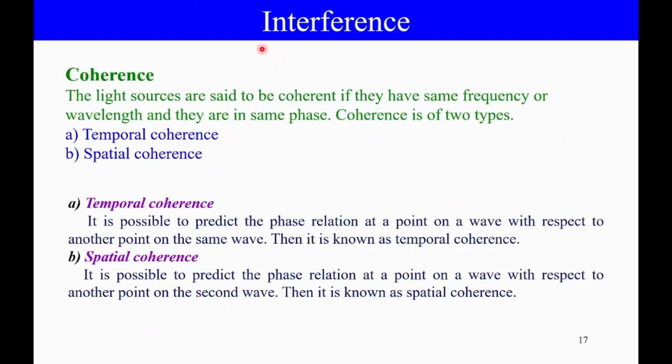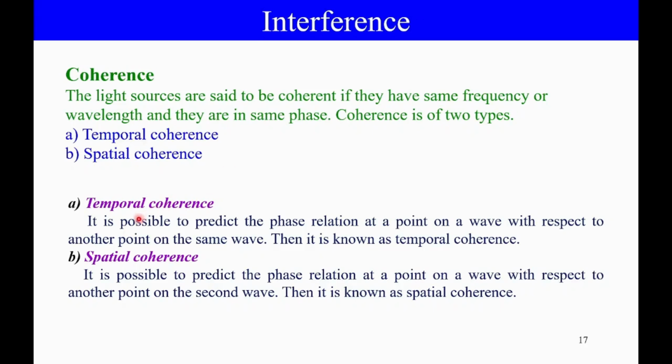Coming to coherence, coherence is defined as follows: light sources are said to be coherent if they have the same frequency or wavelength and the emitted photons are in the same phase. Such a source is called coherent. Coherence is divided into two types. Number one is known as spatial coherence and number two is temporal coherence.